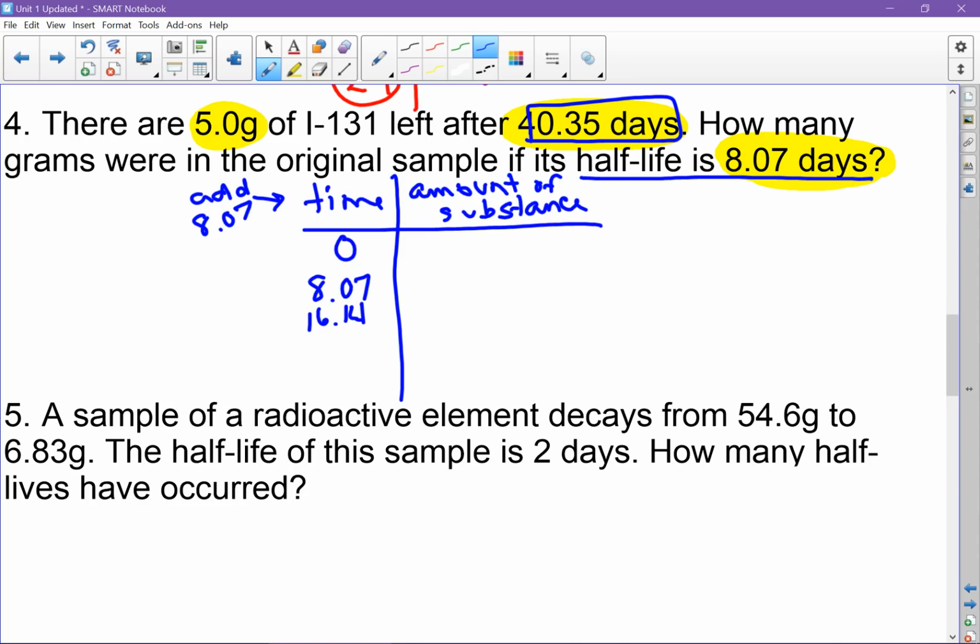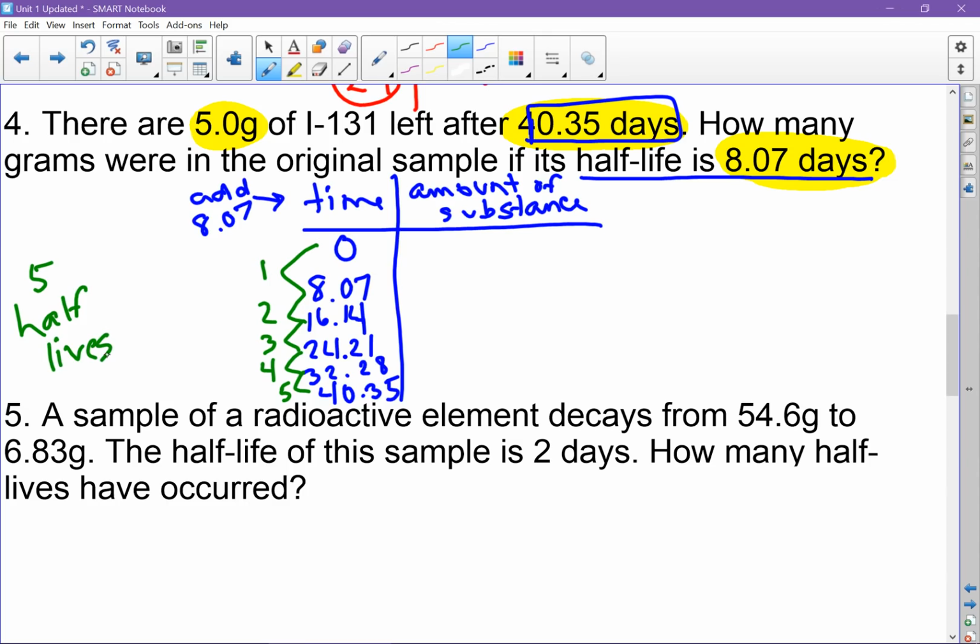Keep adding 8.07 every time. And there's that time number that they were given. So what that means is that we had 1, 2, 3, 4, 5. This process took 5 half-lives.